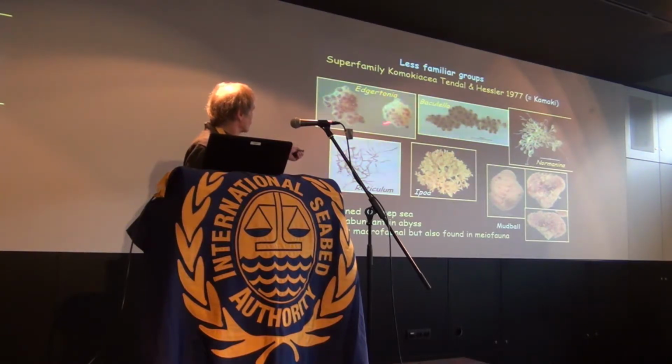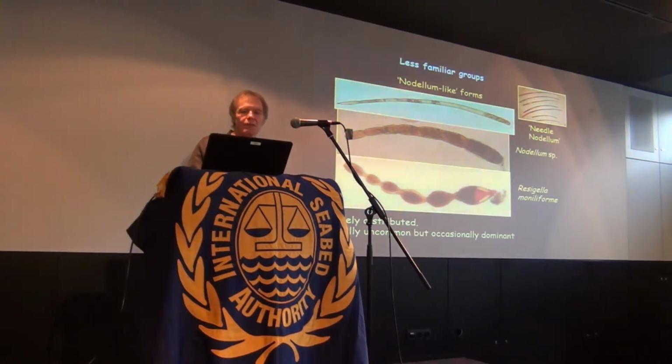Some of them have chambers, little bead-like chambers. Other forms consist of branching tubules. In this one, the tubules divide into tufty extremities. Sometimes you find these mudball-like structures, and these are also komokiaceans. These are largely undescribed, but there is some taxonomy for this group, and there are described species. Then another less familiar group are these Nodellum-like forms. These have a basically organic test, which is usually brownish in colour.